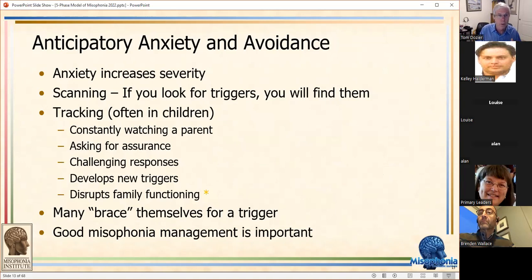There are cases, especially in children, where they will scan and track maybe a particular person to make sure that they're not going to make a trigger, or that they can see if they do make a trigger. And this tracking, or constantly watching a parent, asking for reassurance, maybe even challenging, "Do you have anything in your mouth? No, I think you do. Yes, you have gum in your mouth." That's the sort of thing, challenging those responses, this really disrupts the family a lot, and it causes new triggers.